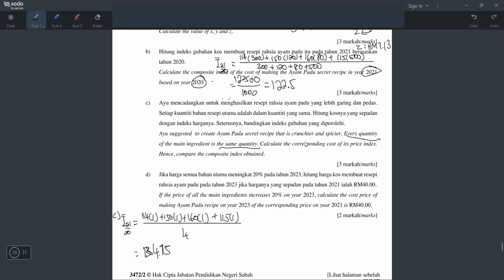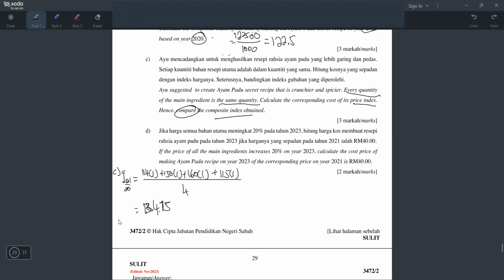But then they say calculate the corresponding cost of price index. Hence compare. So they want me to compare. So obviously I need to write down which is higher and which is lower, right? Because if it says compare, I have to write it down, right? So how do we write this? How do we compare? So we have to write: the composite index, the composite index, the composite index for what?